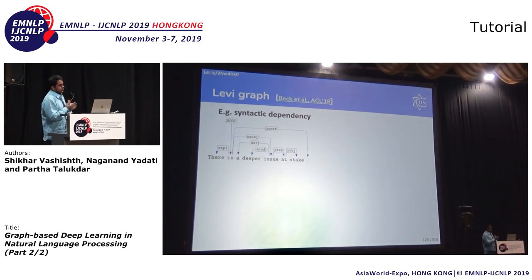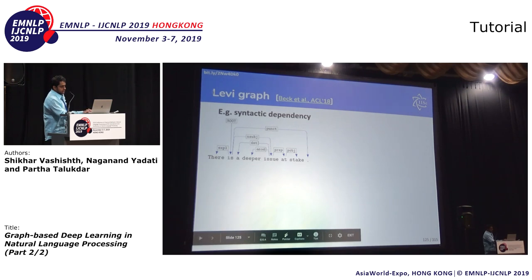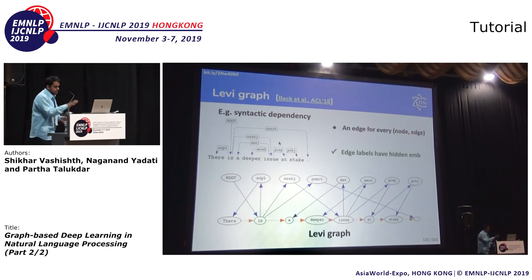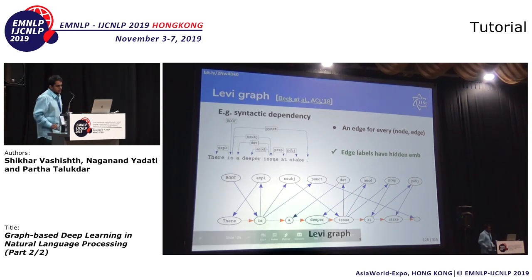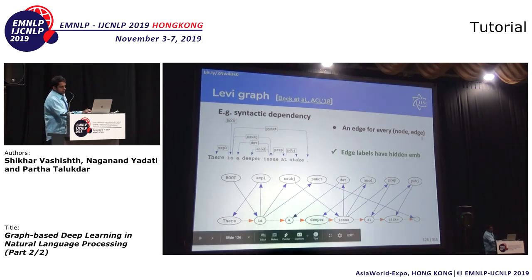To be able to use a gated recurrent unit on a graph, we need a simple pre-processing step, which is the Levi graph transformation, right? To illustrate it, let's take this simple example. There is a deeper issue at stake. Let's say this is the syntactic dependency graph. The corresponding Levi graph will have all the words of the input sentence. It's essentially a bipartite graph, where on one side of the partition we have all the words of the input sentence, and on the other side we have all the syntactic edge labels, right? And then we also add sequential edges, connecting every word with its succeeding word, right? So this is the Levi graph. There is an edge for every node, edge pair. And the main advantage of the Levi graph transformation is that edge labels can have hidden layer representations.